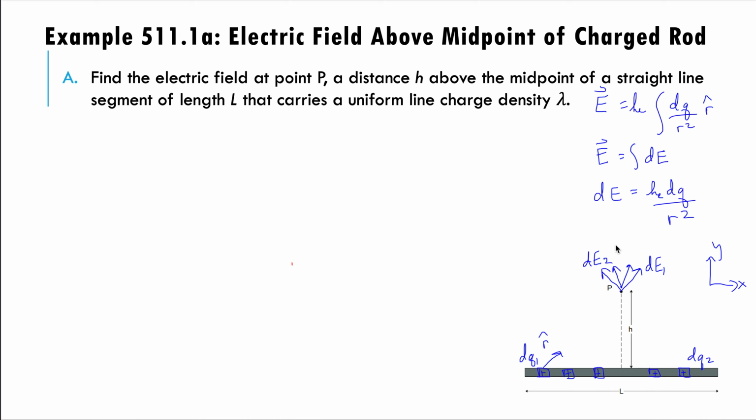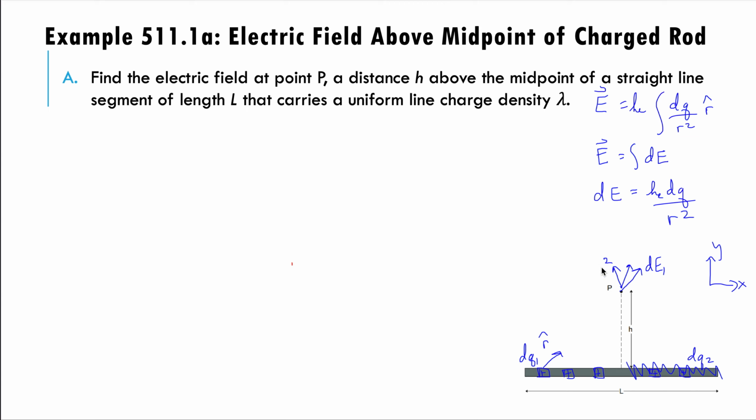So since we have found some symmetry, we can just consider the electric field due to half of the segment. We can completely disregard half of it. And then once we find the electric field due to this half in the y direction, we can multiply it by 2 because we know that the right-hand side contributes the same amount. So let's go ahead and do that.